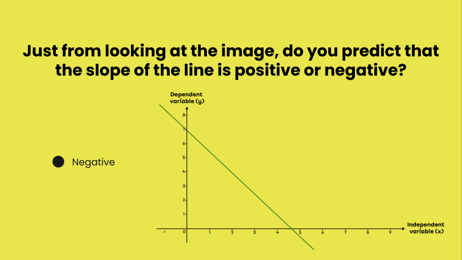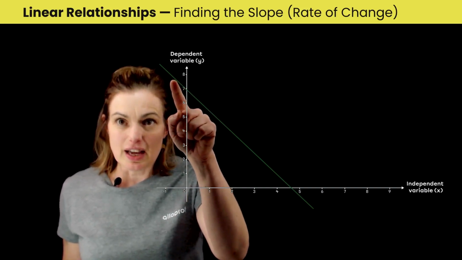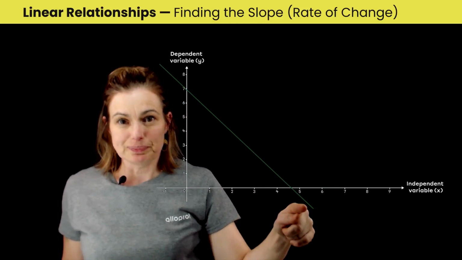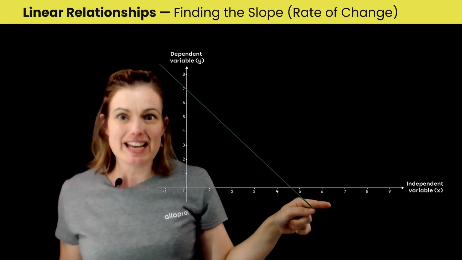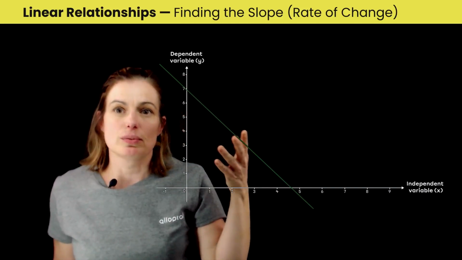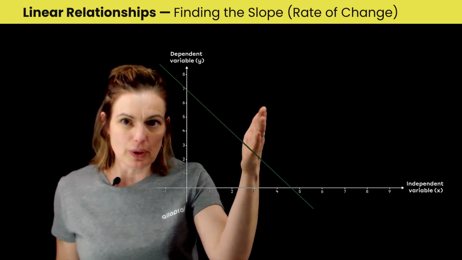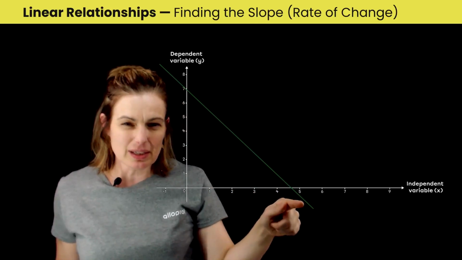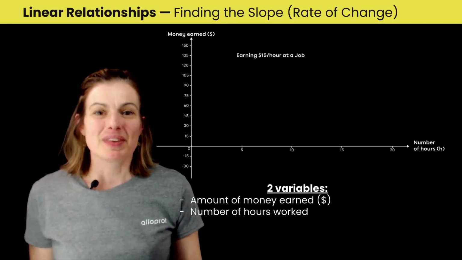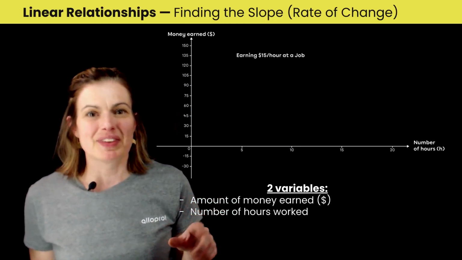That's right. If you guessed negative, that's correct. You can see that when we read this line from left to right, the line actually goes down. You can almost picture yourself sliding down it like on a toboggan in the winter, okay? That is what negative slope does. So looking at it left to right and seeing that the slope is going down like this, we know that the slope is negative.